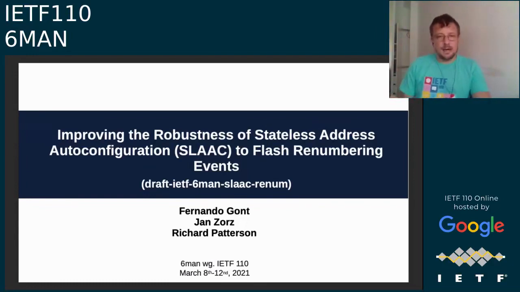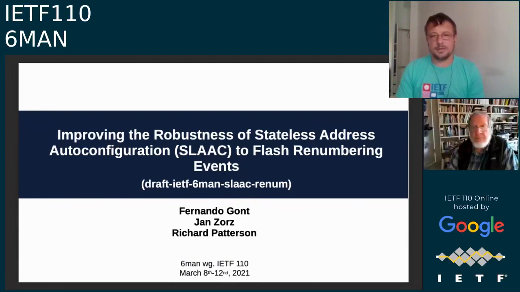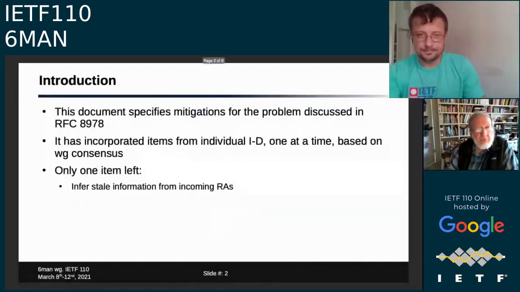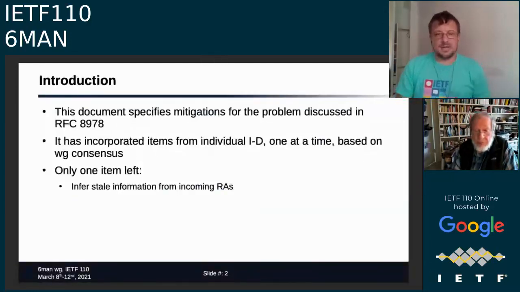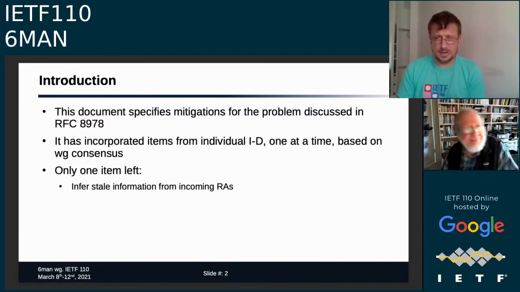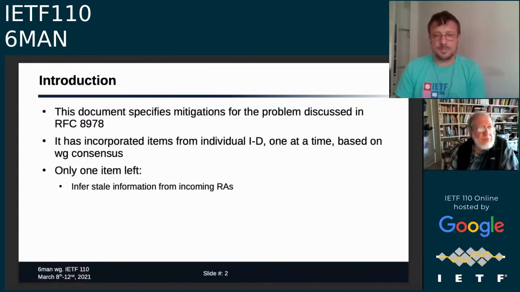Okay, cool. So I'm Fernando Gont, and I will be presenting the document Improving the Robustness of SLAAC to Flash Renumbering Events. Next slide, please. So essentially what this document tries to do is to provide mitigations for the problem that is discussed in RFC 8978, which was published a couple of days ago. It's the problem statement. At the time, we had an individual submission that had several kind of orthogonal mitigations for this problem.